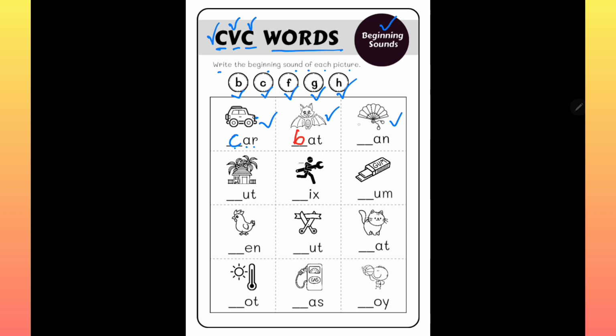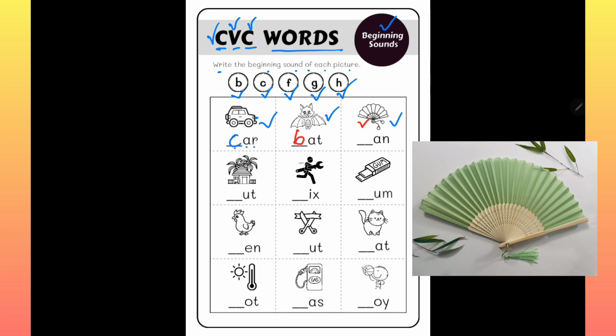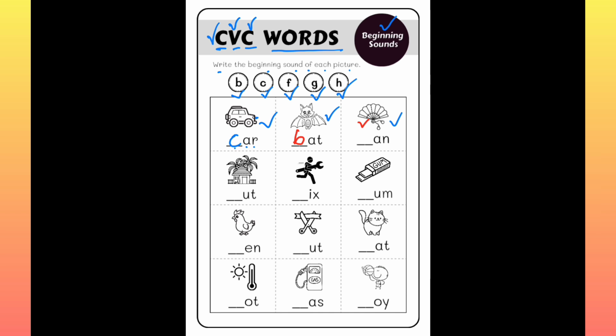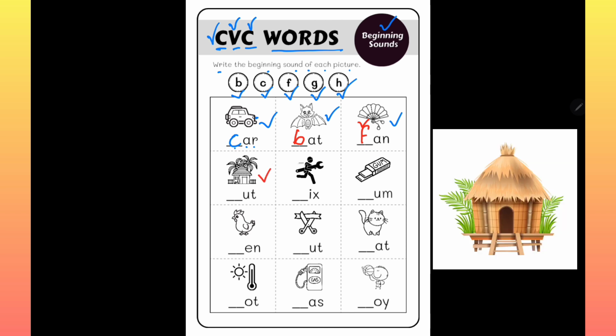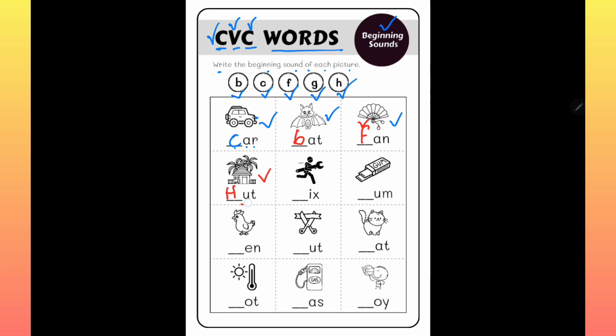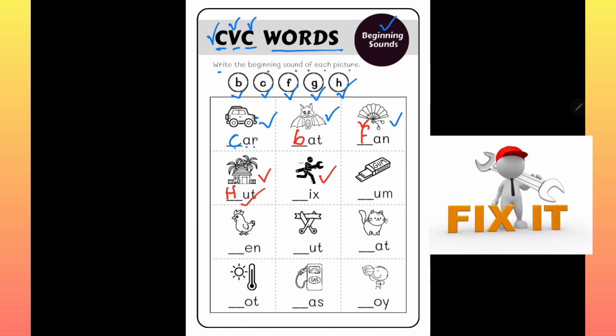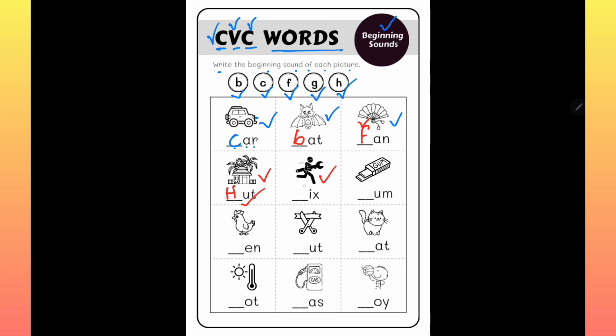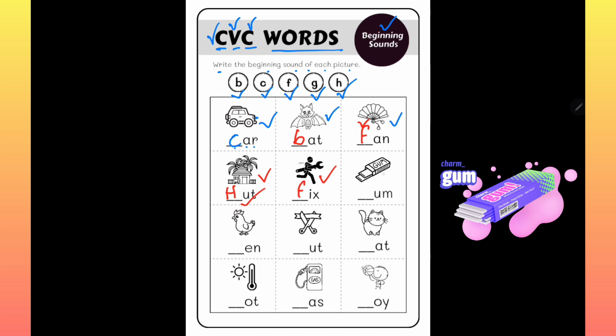Now this is the picture of a, what is this? This is the picture of a fan. Fan. Very good. F. We are going to write F, A, N. Fan. Now this one is the picture of a hut. Hut. Now this one is, he's going to fix something. So F sound is coming from F, right? So fix. This one is gum.